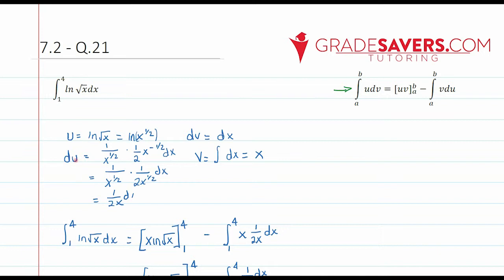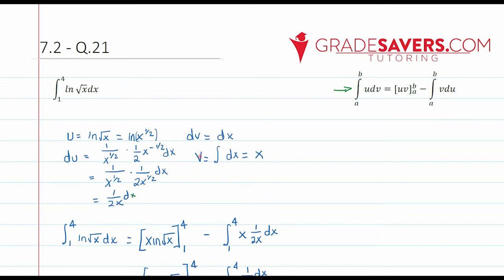In order to find du, we multiply by the derivative of ln x to the power of a half dx. That, again, is the derivative of u multiplied by dx. So follow these steps and you see that du is simply equal to 1 over 2x dx.